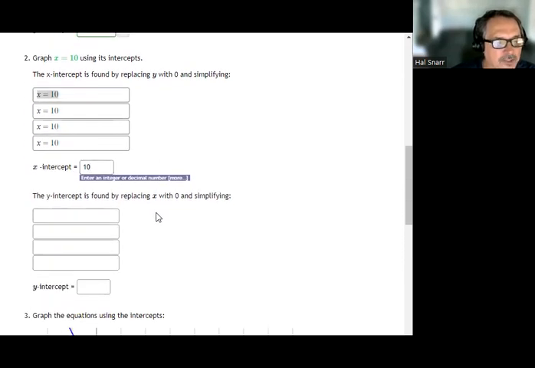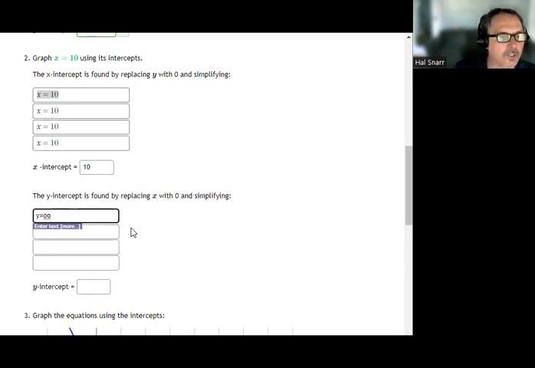Now down here, the y-intercept, no matter what y is, x is always 10. So y could be minus a billion, x is going to be 10. y could be 0, x is 10. y could be 50, x is 10. So the y-intercept here is infinity. And the way I do infinity in MyOpenMath is I just type y equal to oo. The oo is the infinity symbol that I use in MyOpenMath.